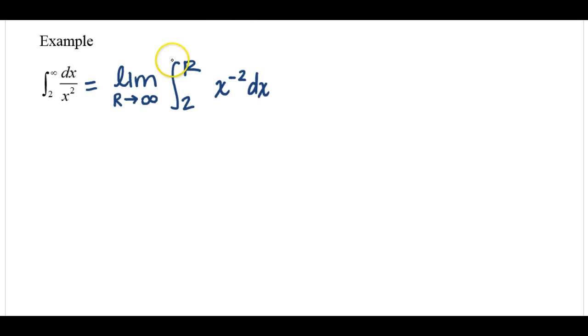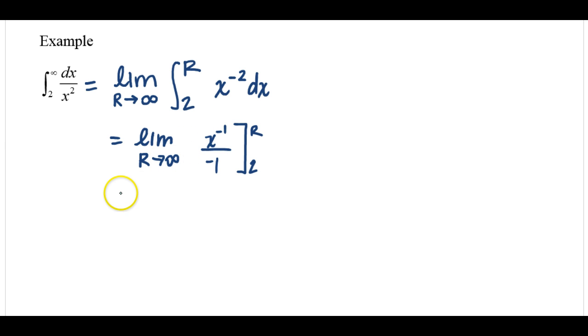So now what I'm going to do is solve this integral. So I'm going to use the fundamental theorem of calculus. This is x to the negative 1 over negative 1 evaluated from 2 to r. But I still have to bring down with me the limit as r approaches infinity. So now I'm solving, again, this definite integral. So I'm substituting in the r first. So if I substitute an r here, r to the negative 1 would move to the bottom.